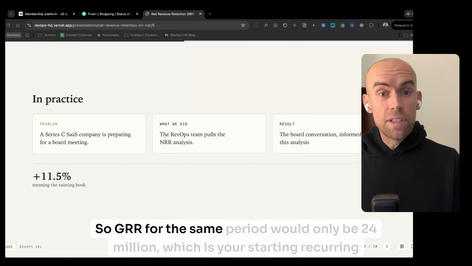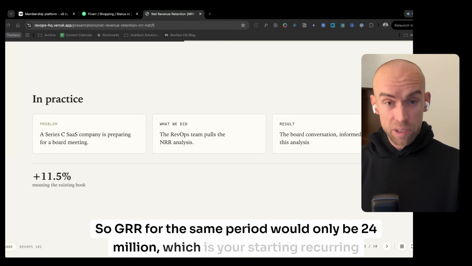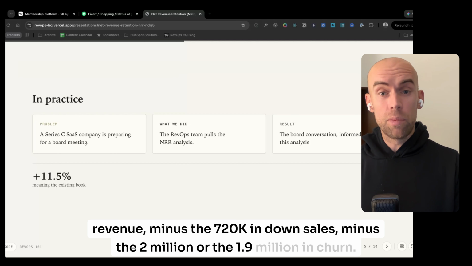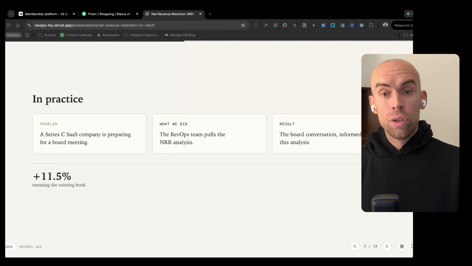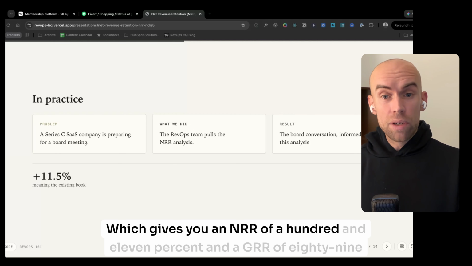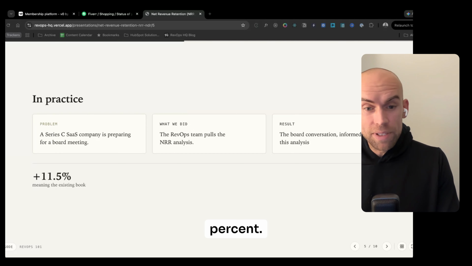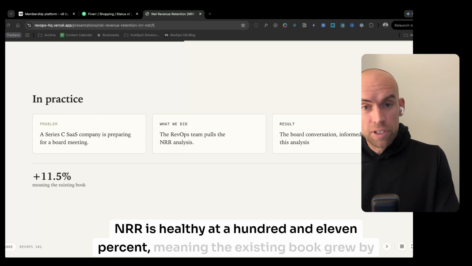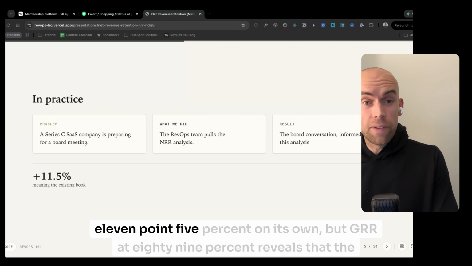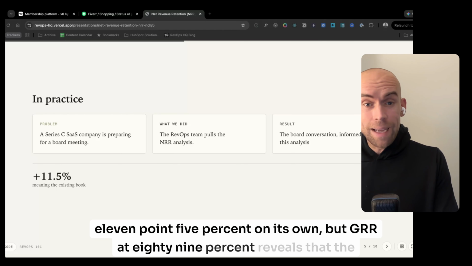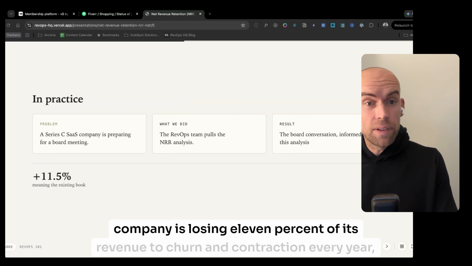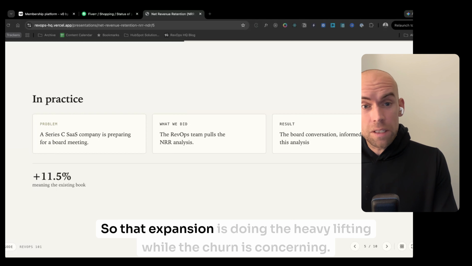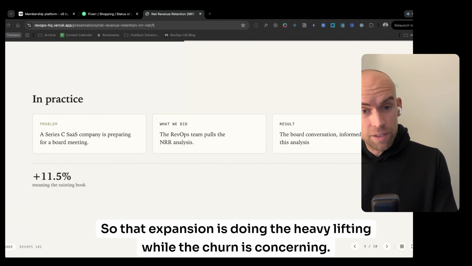So GRR for the same period would only be 24 million, which is your starting recurring revenue, minus the 720K in downsells, minus the 2 million, or the 1.9 million in churn, which gives you an NRR of 111% and a GRR of 89%. So here's the story. NRR is healthy at 111%, meaning the existing book grew by 11.5% on its own, but GRR at 89% reveals that the company is losing 11% of its revenue to churn and contraction every year, offset by strong expansion. So that expansion is doing the heavy lifting while the churn is concerning.